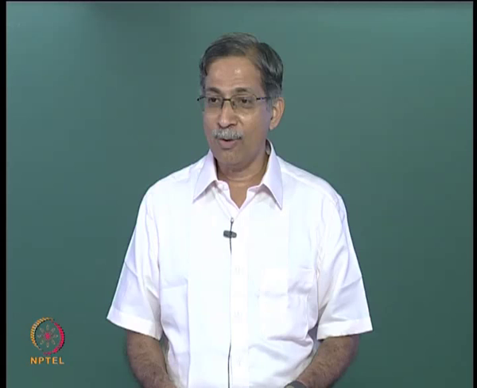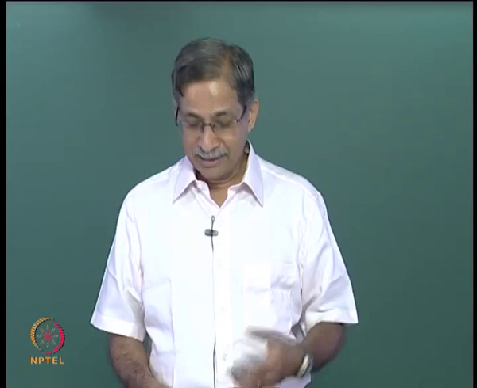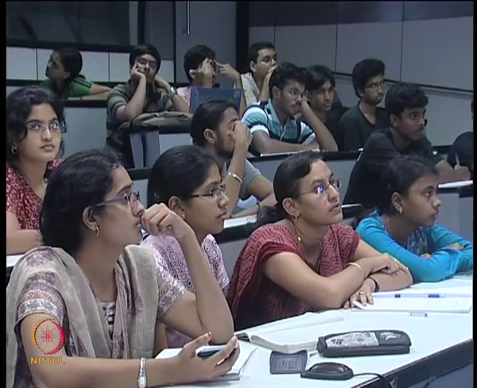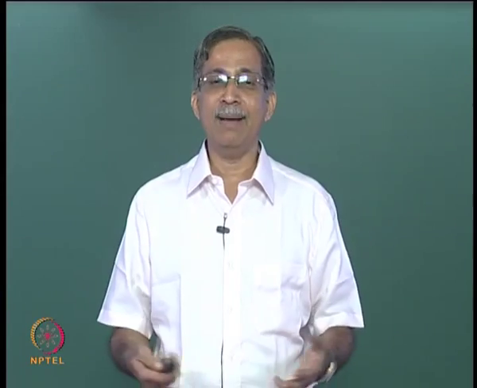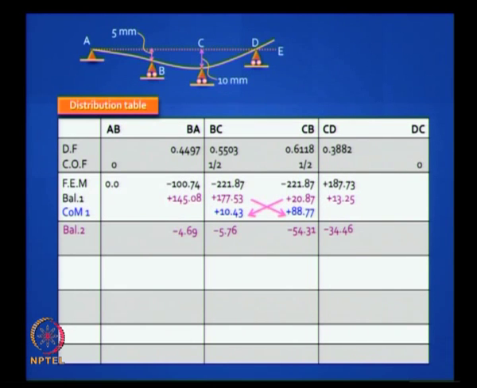Now after you have carried over, at the joint B, what is the unbalanced moment? It is plus 10.43. So what should you do now? Again balance it, okay. So that is what you do, and you have to balance 88.77 at joint C. You can do all that in one step. Is it clear? It is a simple thing, you can do it manually very fast. Now what do you do? So this is balance number 2, carry over again, but as you go down, the quantities which you carry over are becoming smaller and smaller.